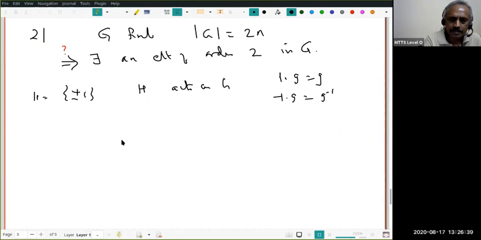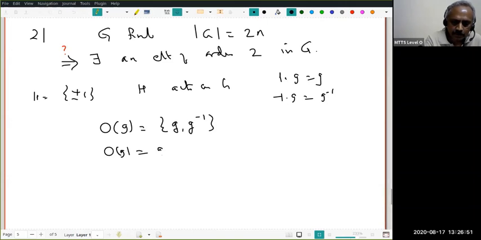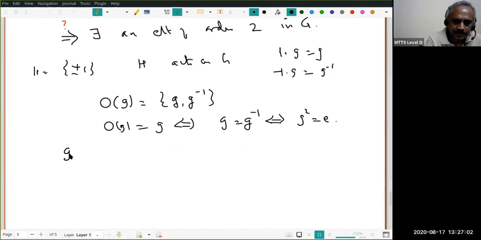Then what do we know? The orbit of any g consists of g and g inverse. But when is it of size 1? The orbit of g equals {g} if and only if g equals g inverse, that is, if and only if g squared equals the identity. So if g is not equal to e and g squared equals the identity, that implies the order of g is 2. Is that clear?